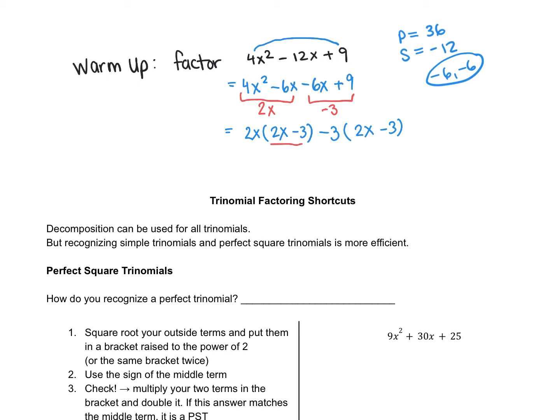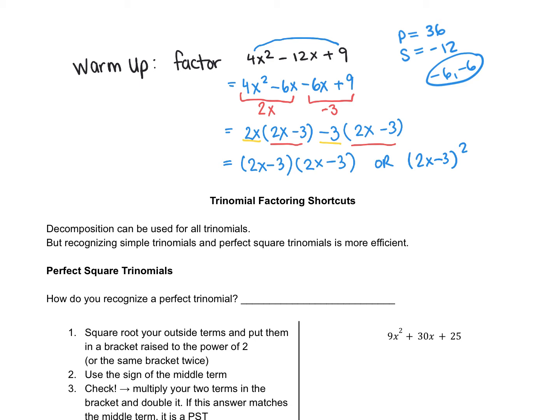Our brackets match, so that's a good sign. So here's the common bracket, and then the leftover bracket comes from those common factors. And you will notice that our brackets are identical. So we can write our bracket 2 times, or we could have written it as the bracket to the power of 2.